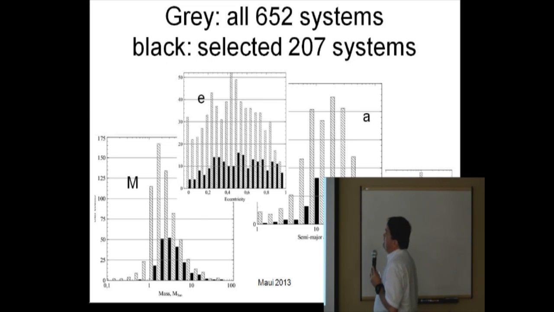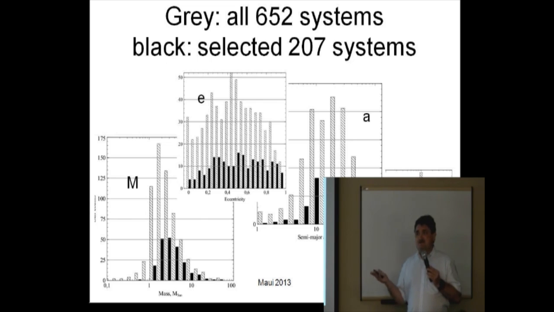Gray: all 6,500 systems, and black: the selected 200 systems. And here you have distributions for masses, the total mass of a system, for eccentricity, semi-major axis, and period. Playing with this, we can make some conclusions about history of star formation, about initial mass functions, so about formation of wide binaries.